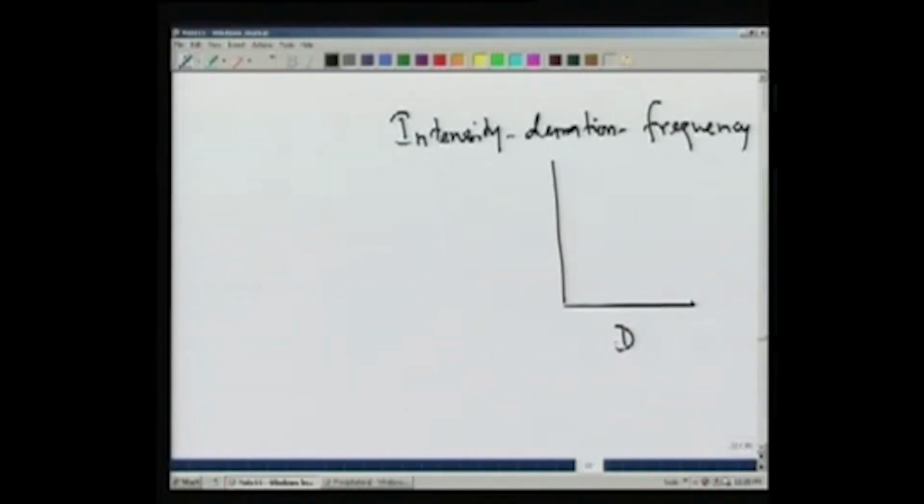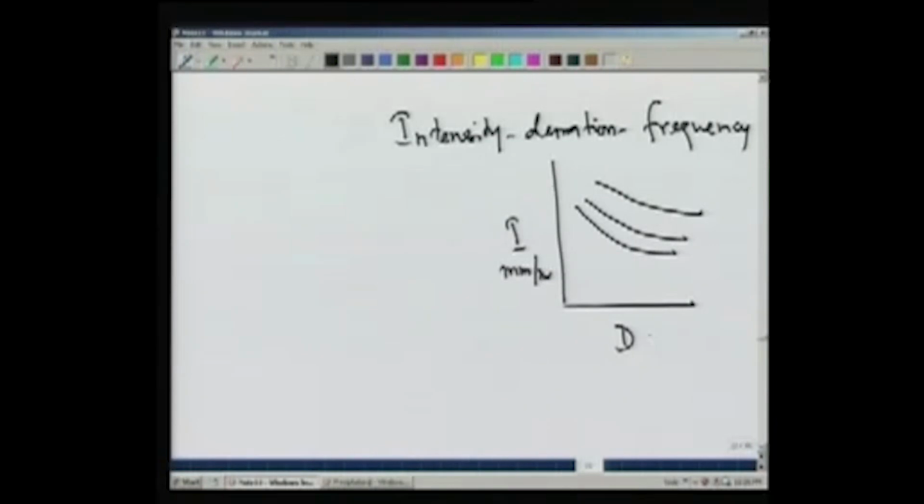So the curve would look like this. This is the intensity of rainfall, which may be in millimeter per hour, duration typically in hours, and this denotes the frequency or the return period, which may be a rainfall of once in 100 years or once in 20 years or once in 50 years. The frequency of course would be the reverse of the time period.